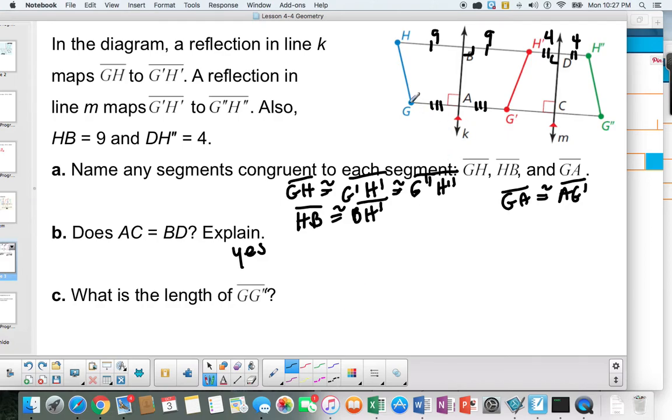What is the length from G to G double prime? And the answer is, it is 26, because 26 is 9 plus 9, 4 plus 4. So all of this length from here to here is going to travel the same amount as this. So they all travel the same amount because it's a translation.